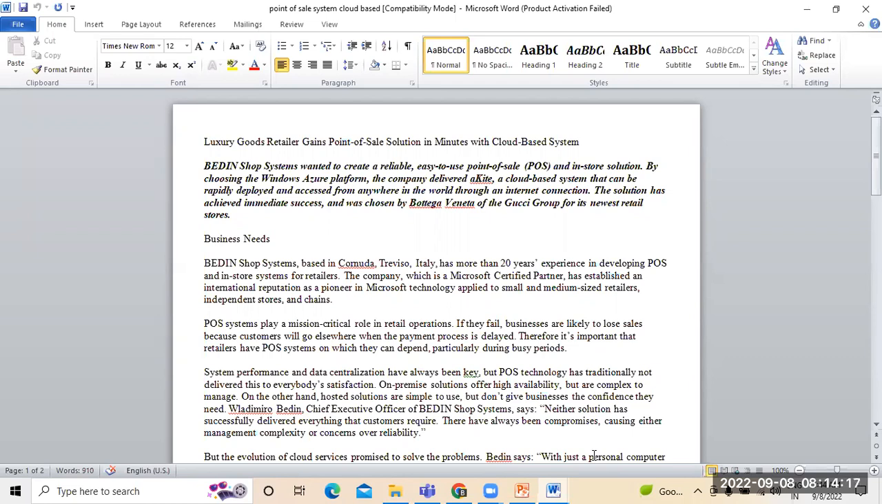Now, Bedding Shop Systems is an organization which is a product-based company. They have more than 20 years of experience in the field of providing in-store solutions for retail outlets, for retailers. So different products they develop, like point of sale system, inventory management, supply chain, right? So these are the things. They exclusively designed solutions for the retail domain. That's what their experience is.